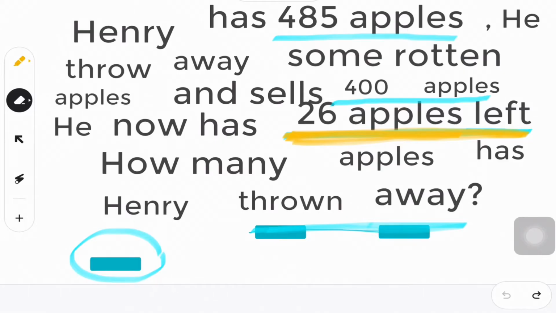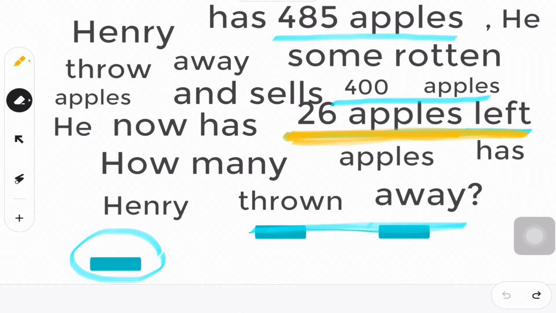Look at this word problem. Henry has 485 apples. He threw away some rotten apples and sells 400 apples. He now has 26 apples left. How many apples has Henry thrown away?